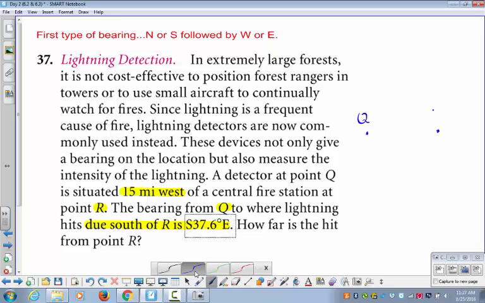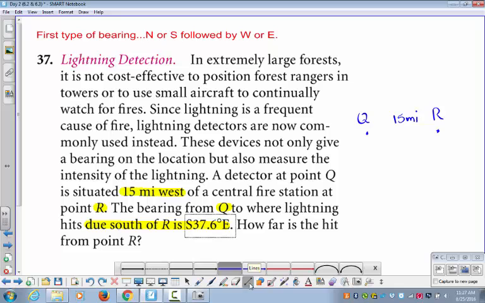So 15 miles to the west, so directly to the left. 15 miles. So that is going to probably be one side, probably a leg of a right triangle. The bearing, so that's direction, from Q to where the lightning hits due south of R. So they're saying that the lightning is going to hit due south of R, and the direction or bearing to the lightning strike is that, from Q.